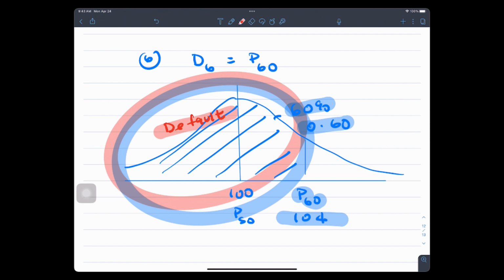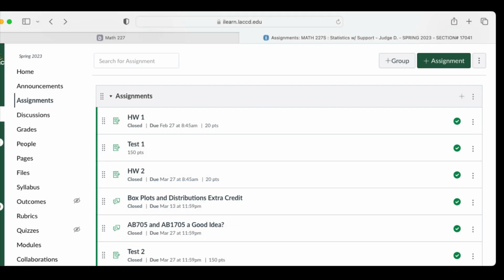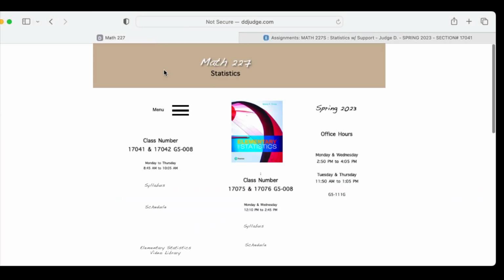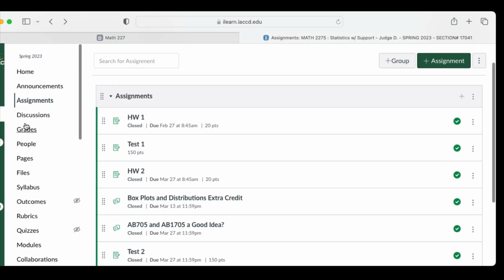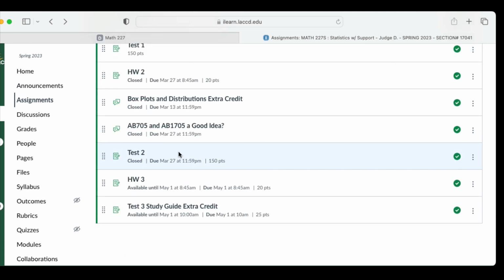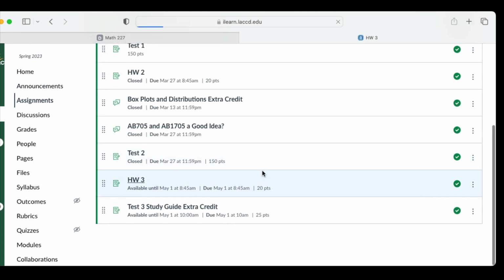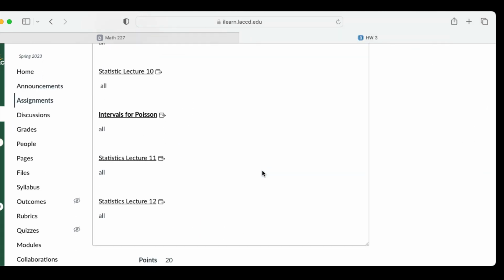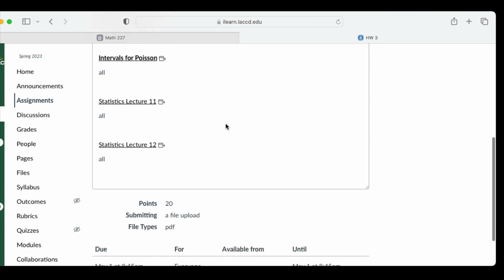Okay, ladies and gentlemen, take care, stay safe, and get started on the study guide and your homework. And again, remember, this is a normal distribution, so let me share with you guys really quick. I think I should have normal distribution homework there, right? Yes, all of them. Statistics lecture 12 here.